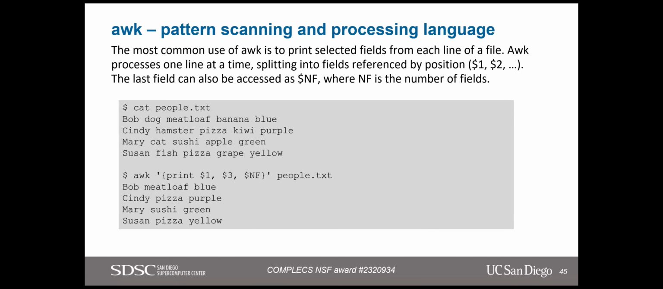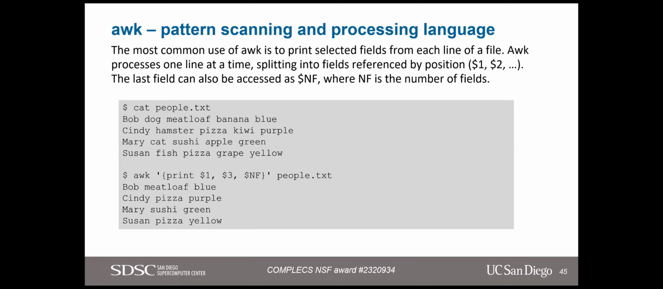So the most common use of awk is to print selected fields from each line of a file. Awk, like I said, processes files one line at a time, and it splits the fields based on white space. You can reference these fields by their position using the $ sign, so $1, $2. It also has a built-in variable, NF, which stands for number of fields.